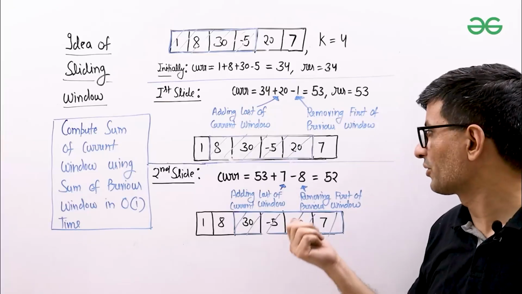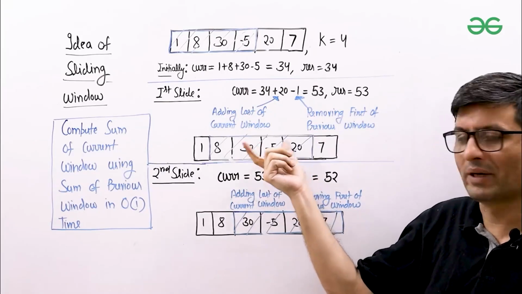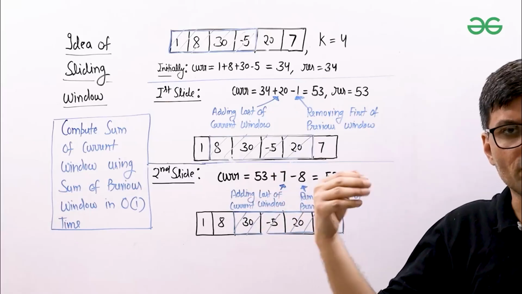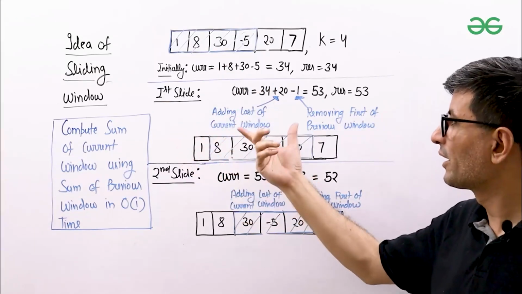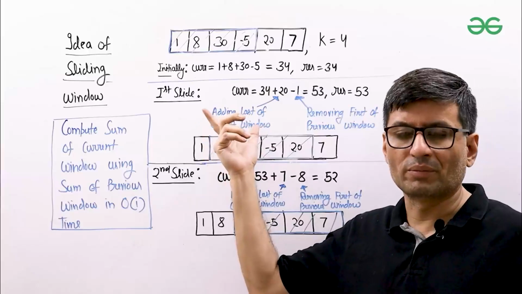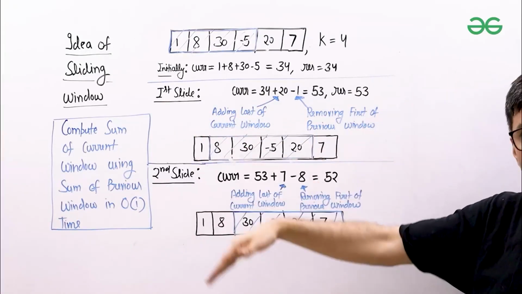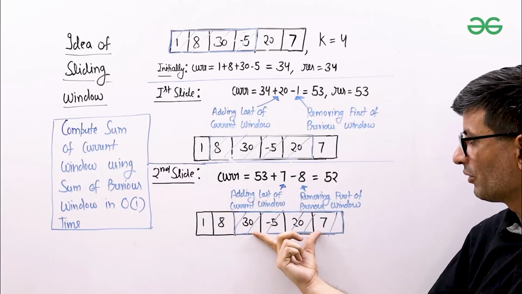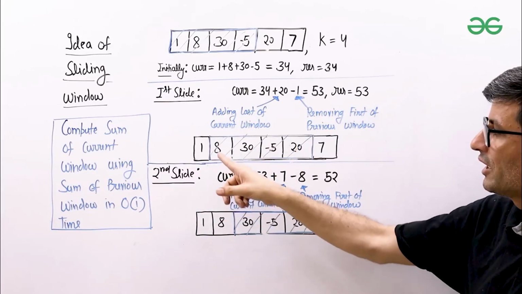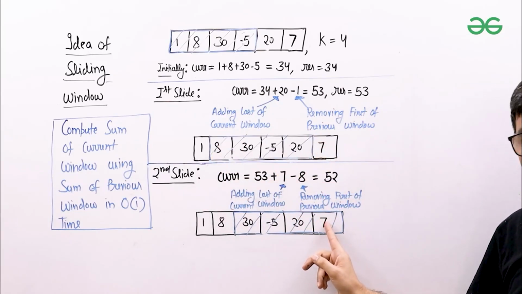We can easily figure out the last index of the current window is the last element, and by doing some computations using k, we can figure out what was the first element of the previous window, and that way we can compute the sum of the current window in big O of 1 time. And the same thing we do when we slide more. In the second slide, we want to compute the sum of this window. We subtract the first element of the previous window, which is 8, and we add the last element of the current window, which is 7, right?